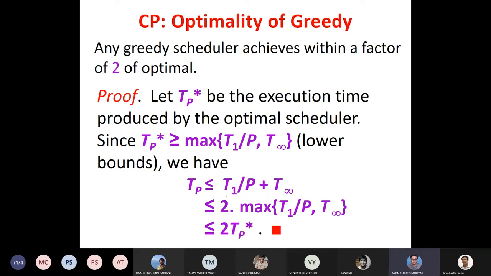No. T1 by P we are representing by max of T1 by P and T infinite, and T infinite also we are doing the same thing. The max may have equality also. Suppose in both the cases it is 9 and 9. Is it possible that both become 9? Yes, possible. Suppose T1 by P is equal to 9.